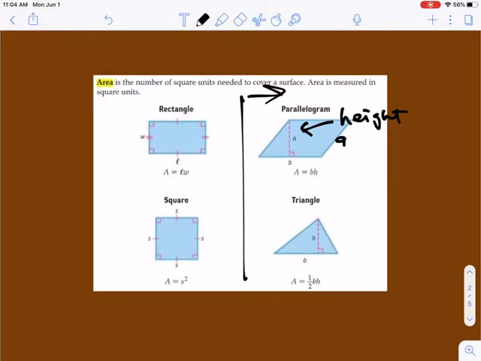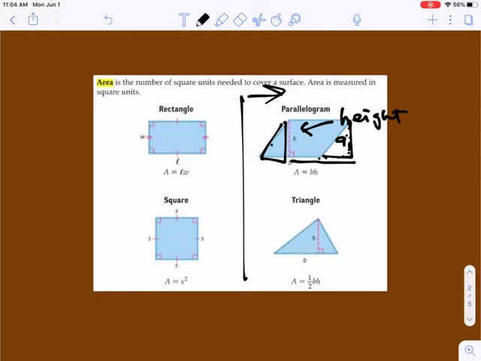And the reason that works is because if you drop this down here, and you think about this, well, if I chop this up and I just move this over here, you would have a rectangle, right? And that rectangle would still be this full base times this height. And so that's why this works.